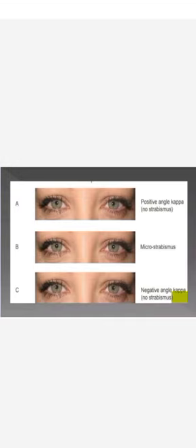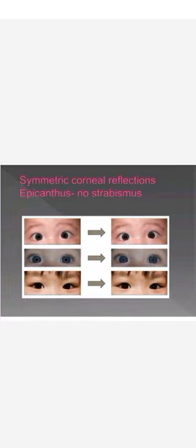This diagram is showing: A is positive angle kappa, no strabismus; diagram B is showing microstrabismus; and C is showing negative angle kappa, no strabismus. And next one is symmetrical corneal reflection, epicanthus is no strabismus. The three infants given below show a symmetrical corneal reflection with epicanthus.